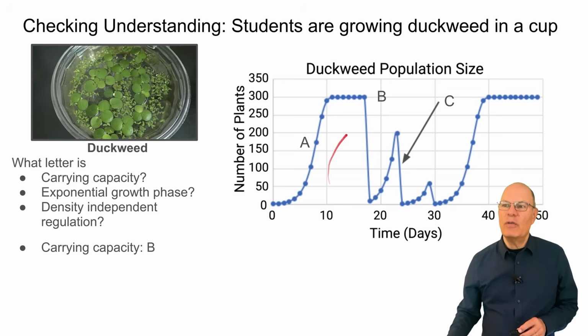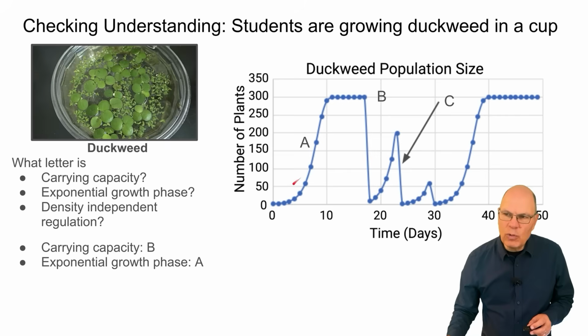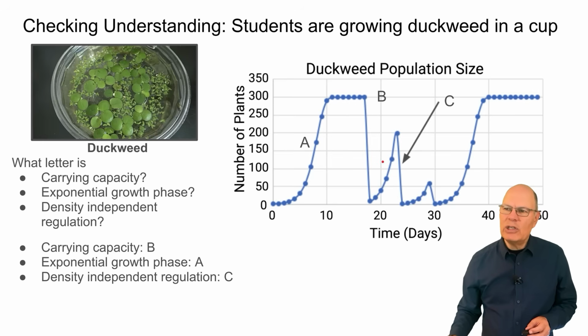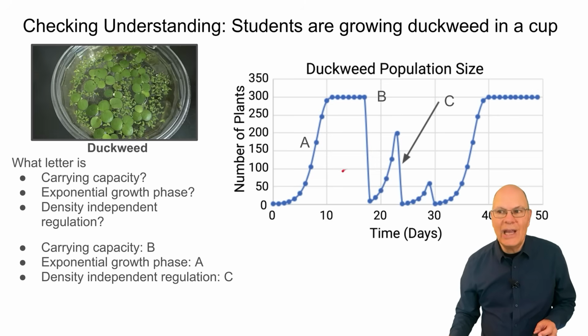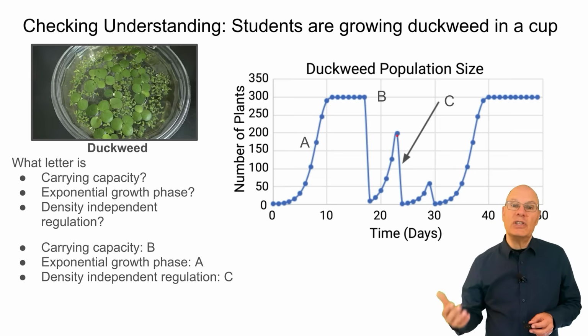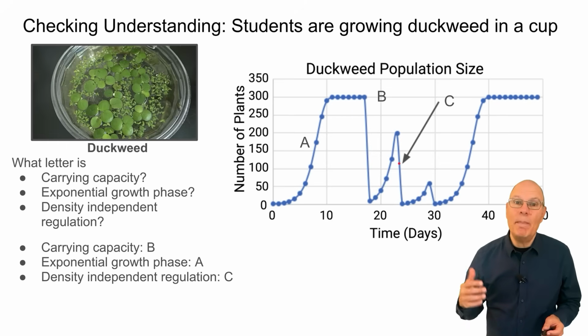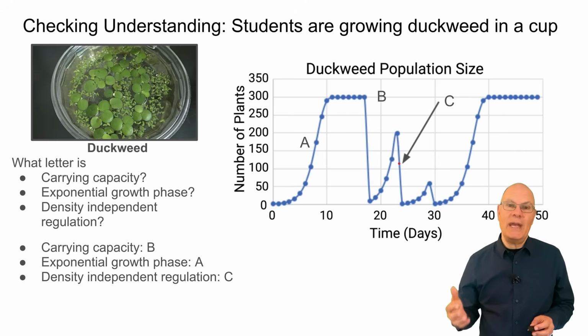Carrying capacity is over here at B. You can see that there was an exponential growth phase and then it levels off. That's got to be carrying capacity. The exponential growth phase is over here at A, when you have the J curve of growth. And density independent regulation would be at letter C. How do you know? Because here's the population. It's growing just as it is over here, but then at this point, something abruptly stops population growth. That didn't have to do with the density. The density dependent regulation kicks in over here, so that had to be independent of density, density independent regulation.